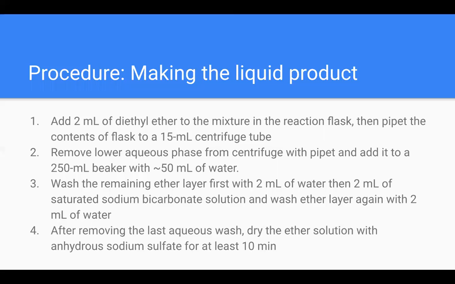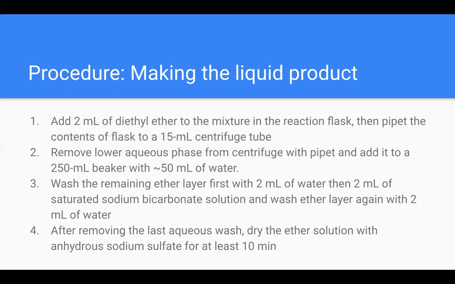We're going to add 2 milliliters of diethyl ether to the mixture in the reaction flask, then pipette the contents of the flask to a 15 milliliter centrifuge tube. From then, we're going to remove the lower aqueous phase from the centrifuge with a pipette and add it to a 250 milliliter beaker with 50 milliliters of water.